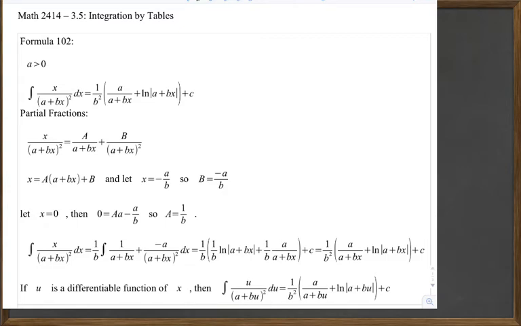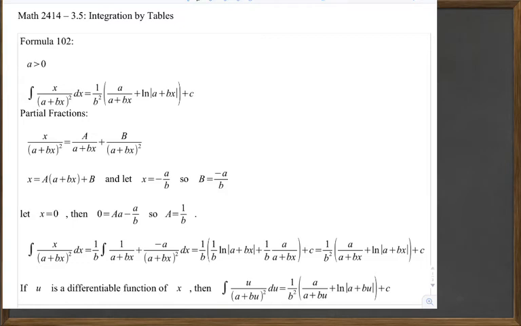So in our book, we're going to be looking at Formula 102, which says that a is going to be greater than 0, and so we're going to be looking at the integral of x divided by a plus bx, and that quantity squared, dx. It's going to be equal to 1 over b squared times the quantity a divided by a plus bx plus the natural log of a plus bx, and then plus C.